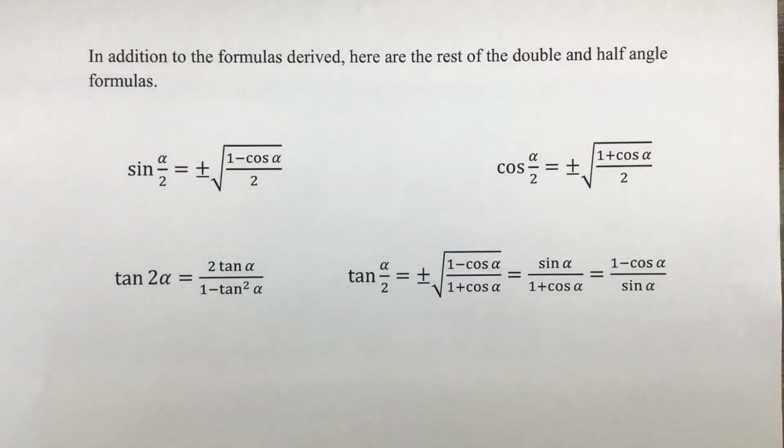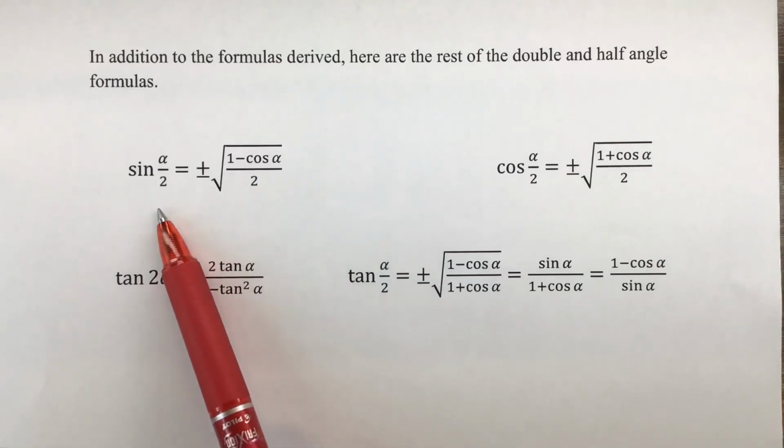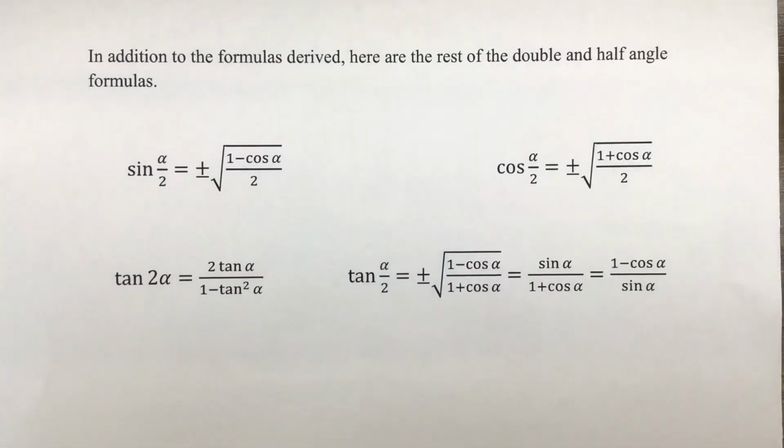As mentioned at the beginning, I was only going to derive the double formulas for the sine and cosine. The rest of these are the remaining formulas. The top 2, these are going to be the half angle formulas for the sine and cosine. The bottom 2, this is the double angle formula for tangent. Over here, we have the half angle formula for tangent, except that you actually have 3 different options in how you want to set those up.